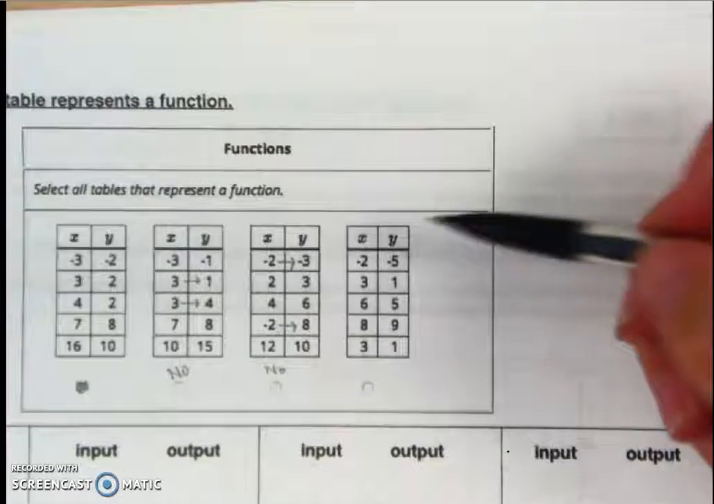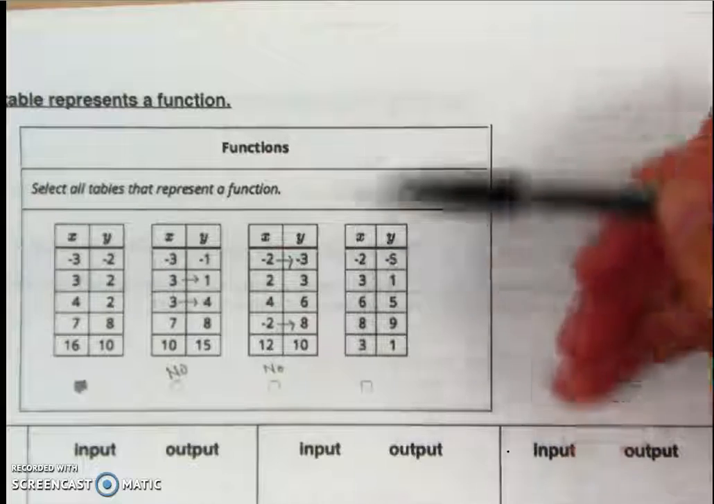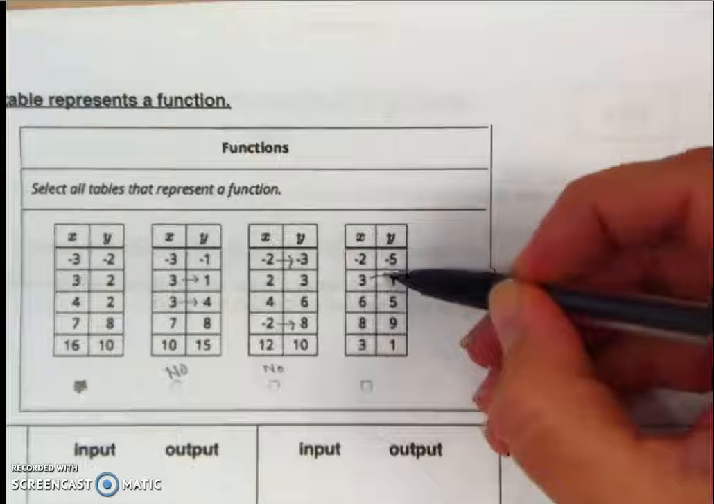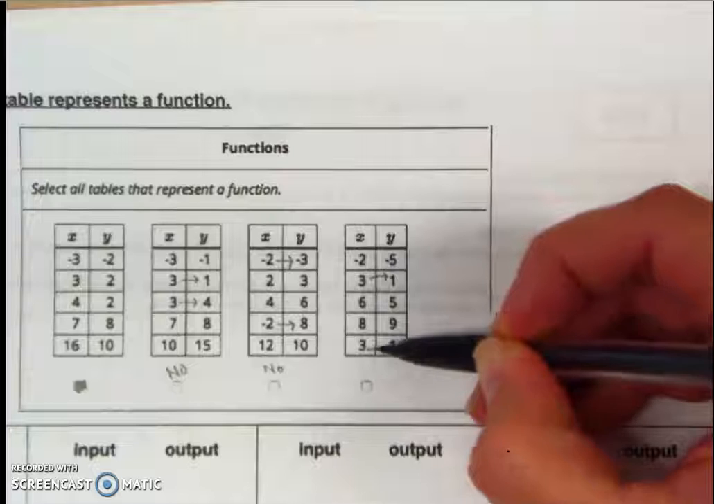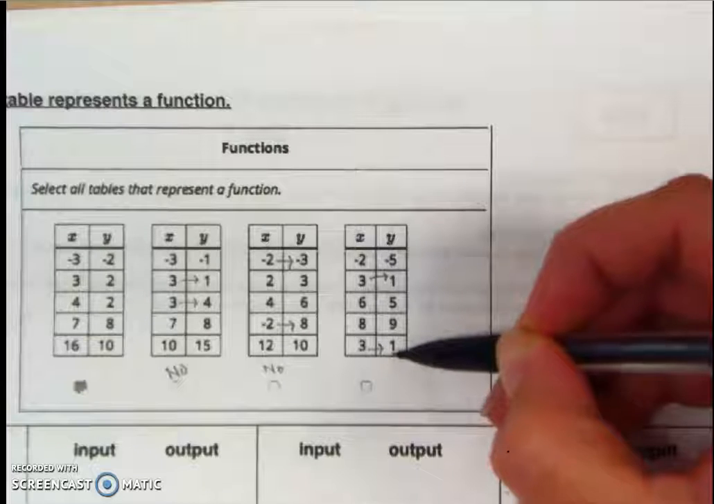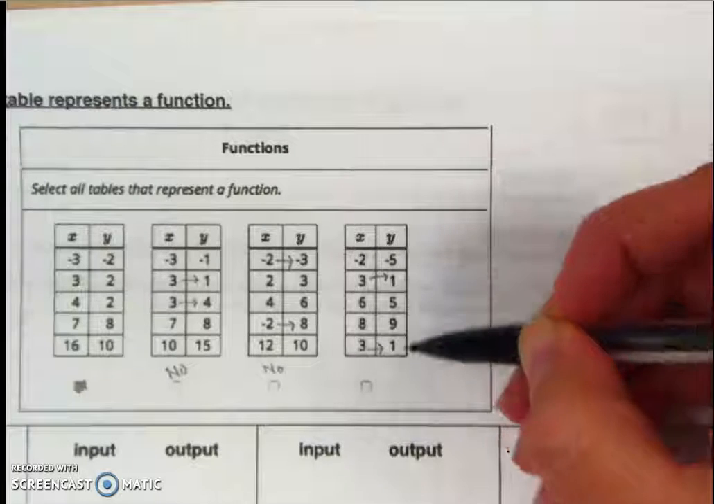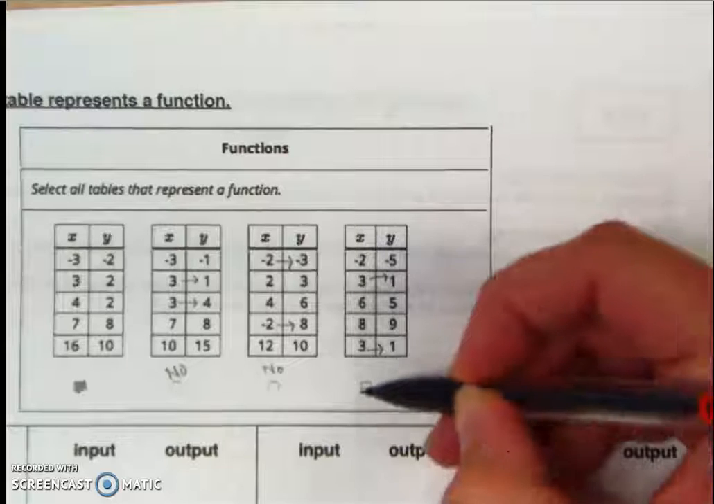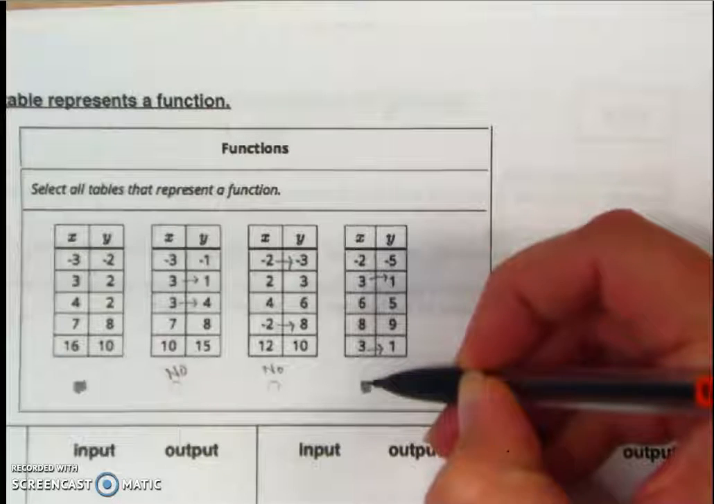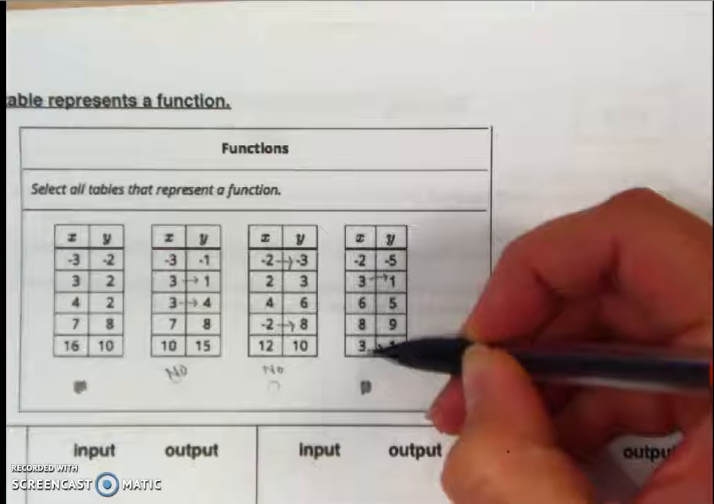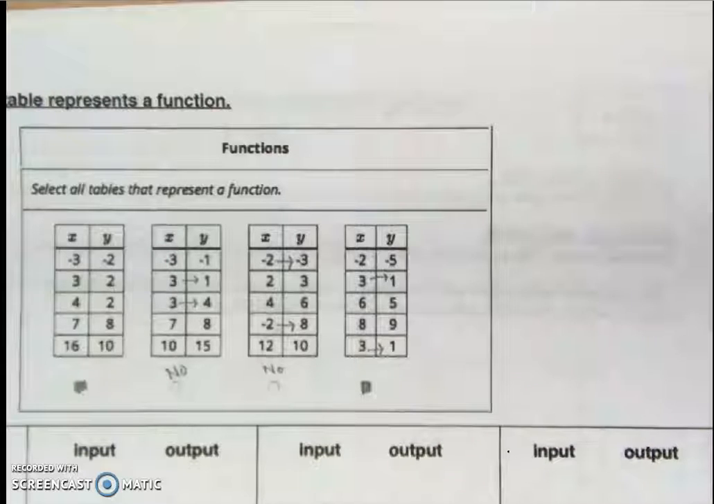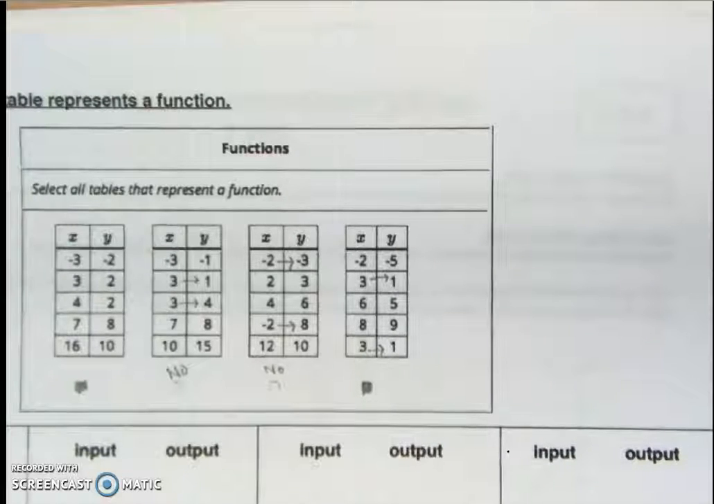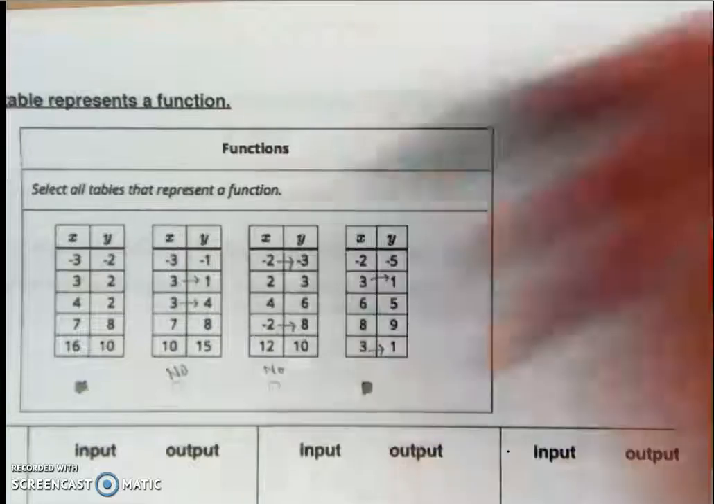All right, let's look over here. Any repeaters? Ooh, I do see one. 3 is outputting 1. There's another 3 down here that's outputting 1. But it is the same output. They tried to trick you again, so that one actually is a function. So remember, it's just that every input has to only have one output. So as long as it's tied to the same number still, then we're good to go. So those two are functions.